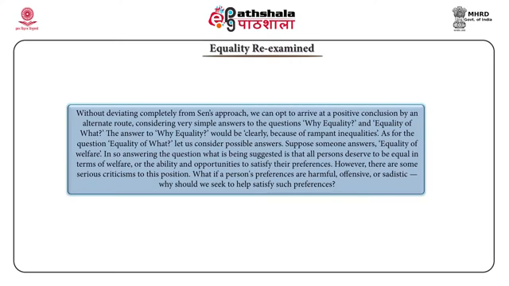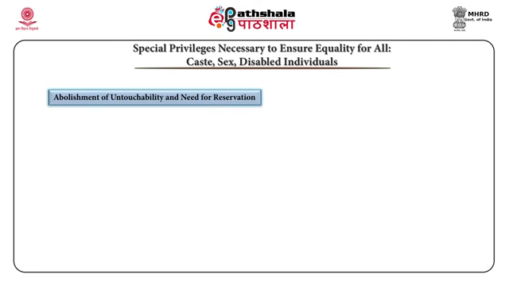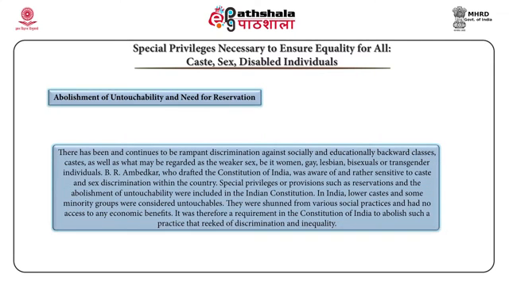Now, that much being covered, let's move on to special privileges necessary to ensure equality of all. So we're going to discuss caste, gender, and disability. There has been and continues to be rampant discrimination against socially and educationally backward classes, castes, and as well as what may be regarded as the weaker sex, be it women, gays, lesbians, bisexuals, or transgender.